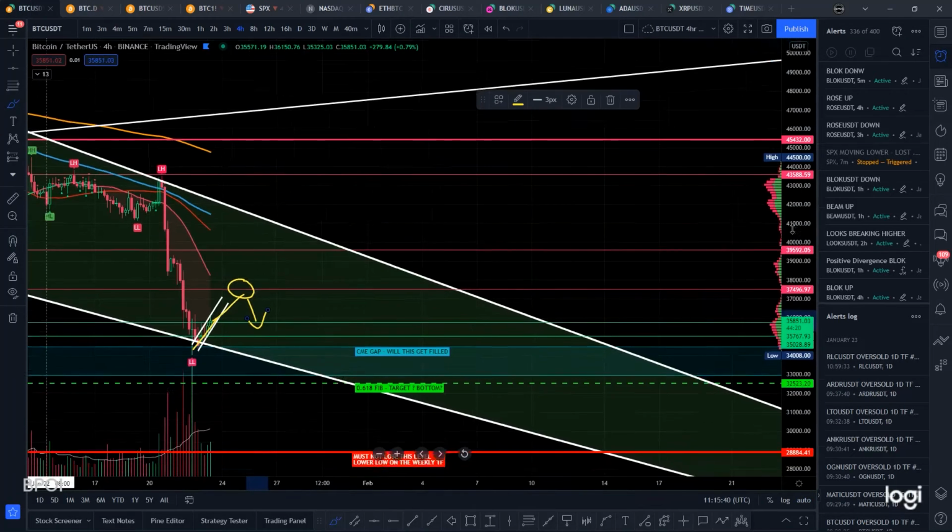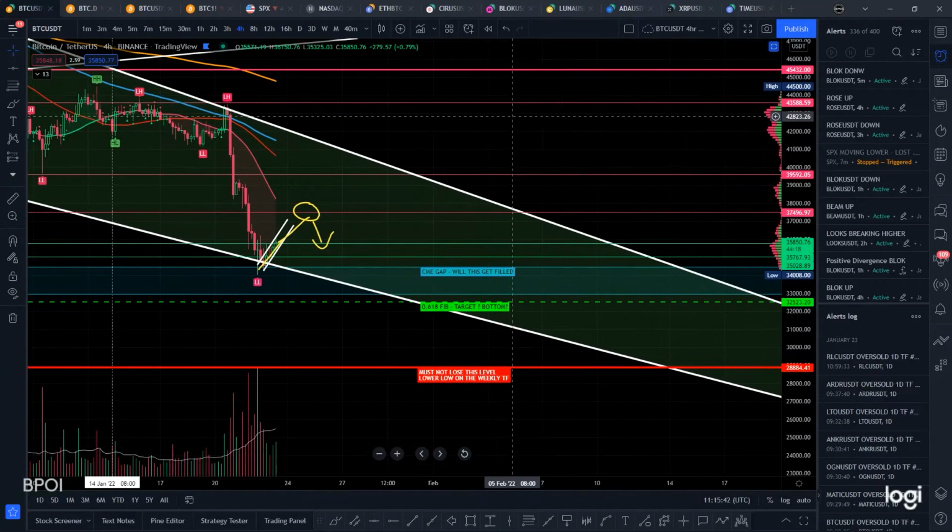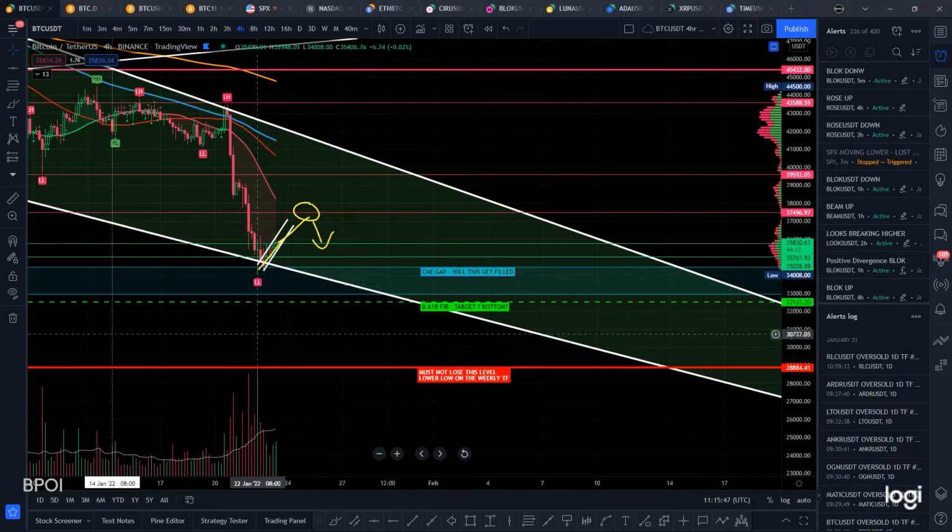With regards to Bitcoin, just a couple of things to keep an eye on. Keep an eye on this CME gap on the CME futures. Will this get filled? Possibly.